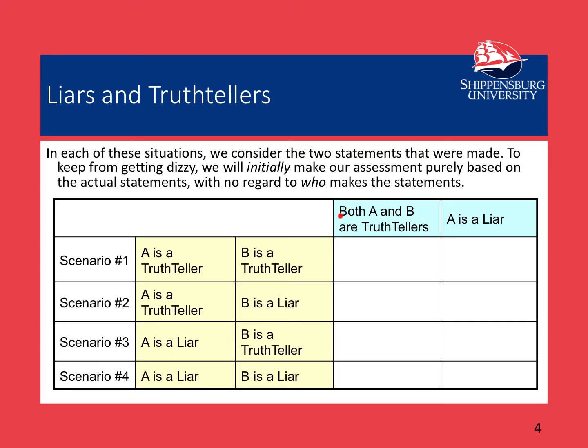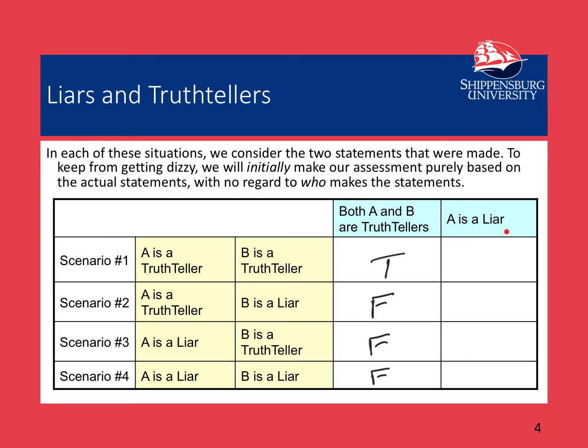The statement that both A and B are truth tellers is obviously only true in scenario 1, and so I'm going to mark that with T for true. That statement would be false in the other 3 scenarios, because in each of these scenarios, A and B are not both truth tellers. All right?